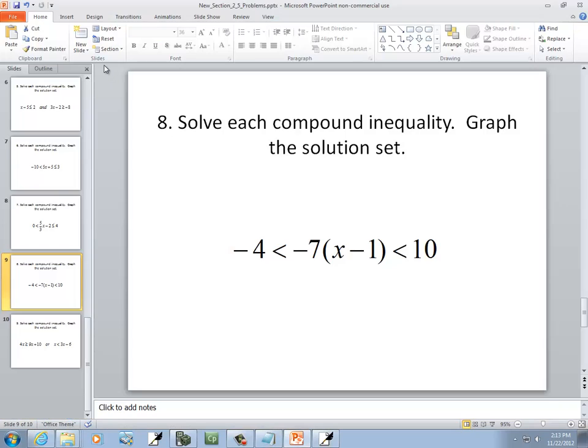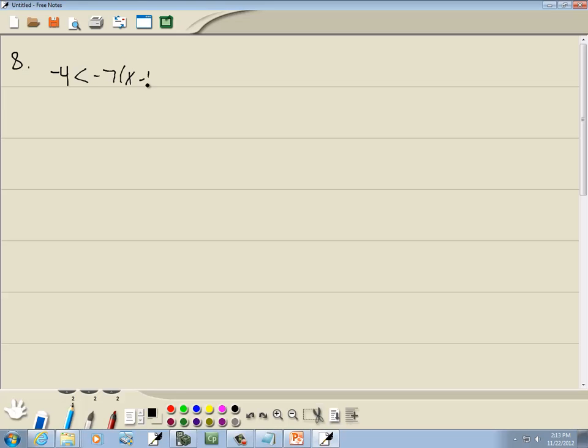Negative 4 is less than negative 7 times x minus 1 is less than 10. First step, get rid of parentheses. Well, we use the distributive property. You take negative 7 times x, negative 7 times negative 1. Negative 7 times x is negative 7x. Negative 7 times negative 1 is a positive 7. Now notice I didn't flip the inequality symbols. Our note says to do that when you multiply or divide all three sides by a negative number. That's if we decide to multiply everything by negative 2, for example.